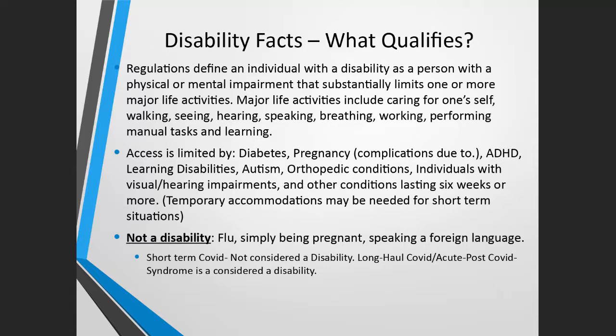So this is obviously not an exhaustive list of all disabilities, but a list of possible disabilities does include diabetes, complications due to pregnancy, learning disability, autism. Also short-term disabilities, like if you break your arm or break your foot. Those are also considered disabilities that may require accommodation. So what we're doing here is defining the need for accommodation. Some things that are not disabilities: flu, simply being pregnant, or speaking a foreign language. Those are not disabling conditions, though they may limit some short-term life activity. It is not defined as a disability under the law.